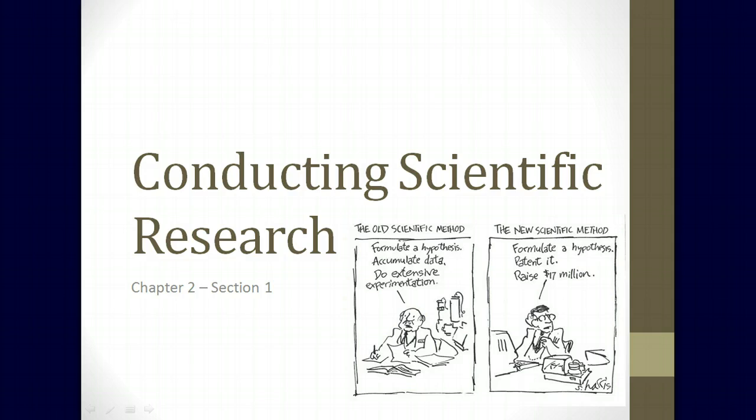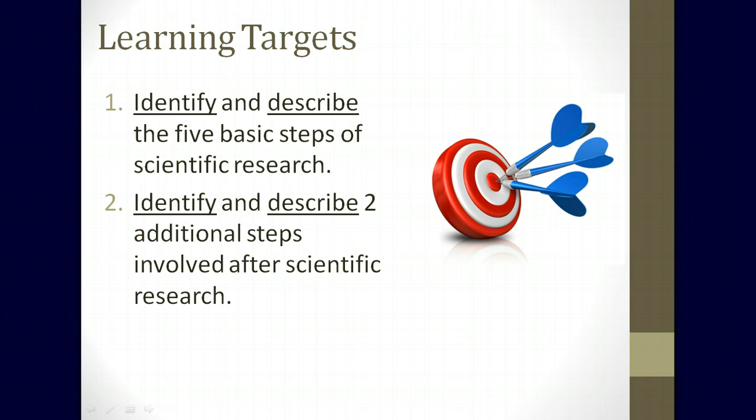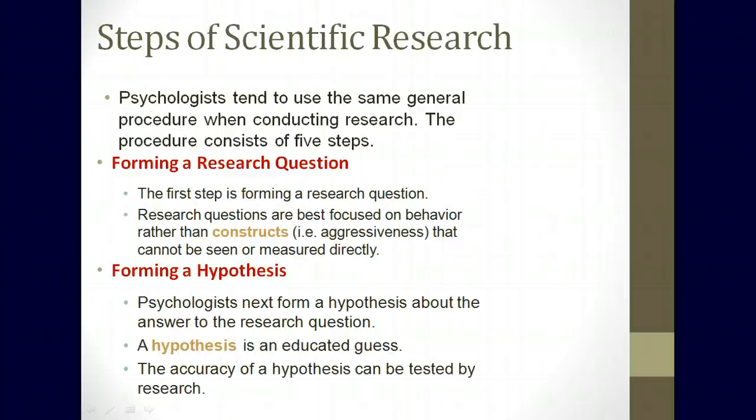Today we're going to be talking about how psychology is a science, why it's a science, and how psychologists conduct scientific research. So your learning targets for today are to identify and describe the 5 basic steps of scientific research, and then to identify and describe 2 additional steps beyond the scientific method that psychologists and scientists must do.